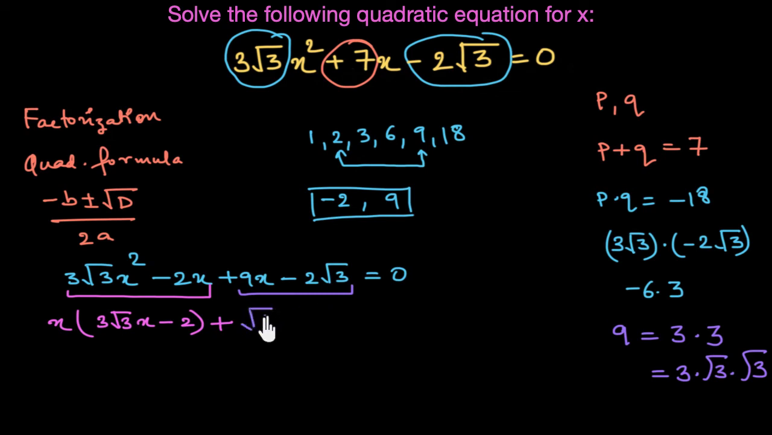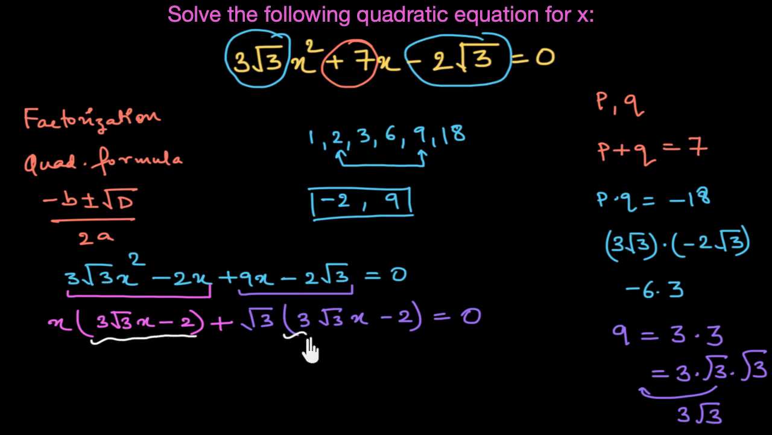So if we would pick out square root of 3, what are we left with? So 9x, after pulling square root of 3 out, we would be left with 3 times square root of 3. So this would be 3 times square root of 3 times x minus 2, and this is equal to 0. And you can verify this by seeing whether this factor and this factor are the same or not. If yes, then you would have done it correctly.